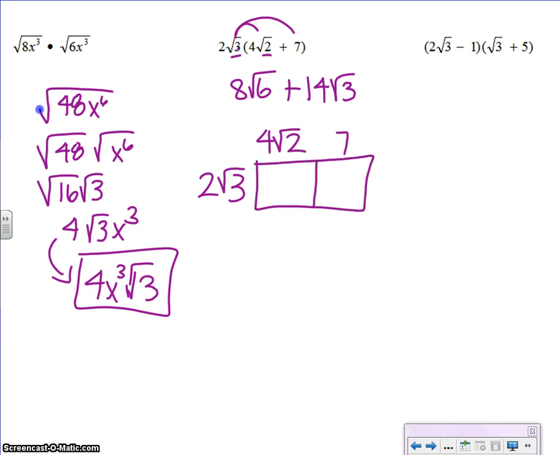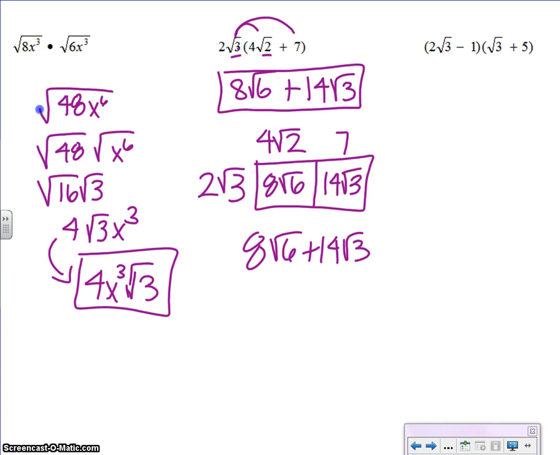And then you put the products underneath here. So 8 root 6, and then 14 root 3. And then you can conclude that your answer is 8 root 6 plus 14 root 3. Either way, you're going to get the same answer.